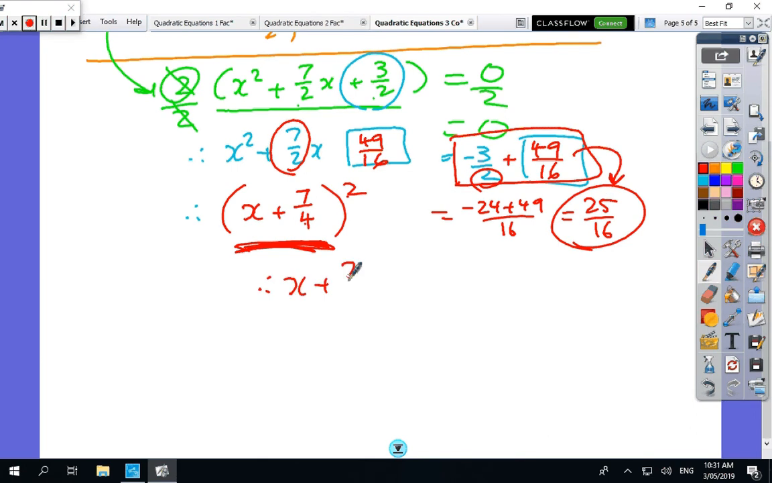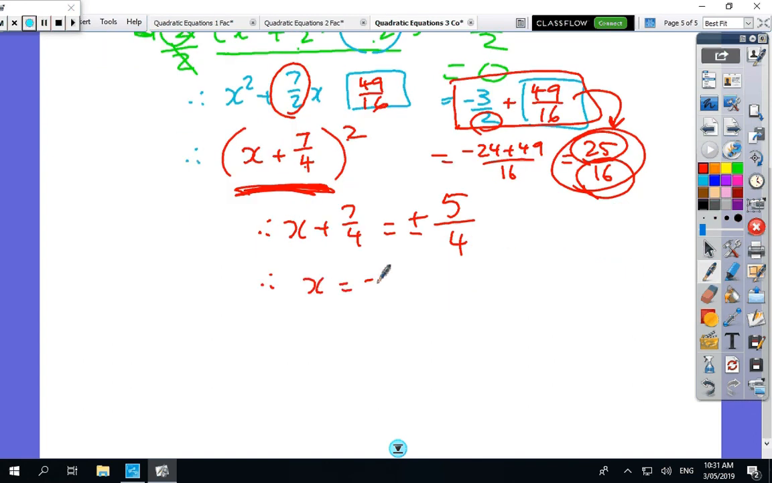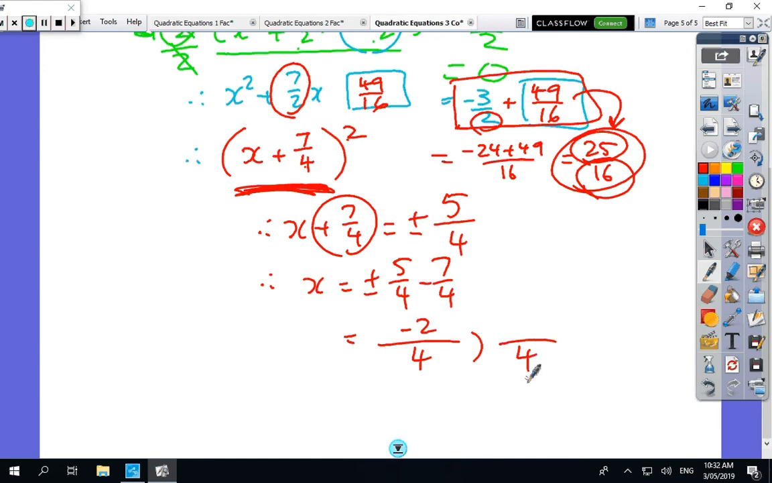And so x plus 7 on 4 equals plus or minus the square root of 25, which is 5, over the square root of 16, which equals 4. So that's the fraction. And so x equals plus and minus 5 over 4, and then plus 7 on 4 becomes minus 7 on 4. So the fractions are 4s. Plus 5 minus 7 is minus 2. Minus 5 minus 7 is minus 12. And so the answers are minus a half and minus 3, which was the answers back up the top.